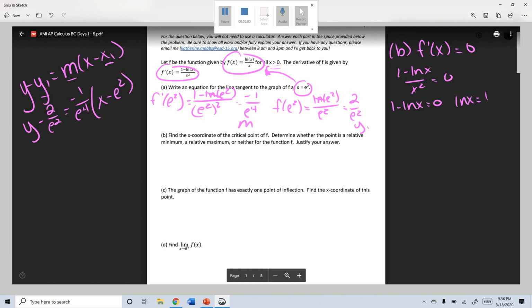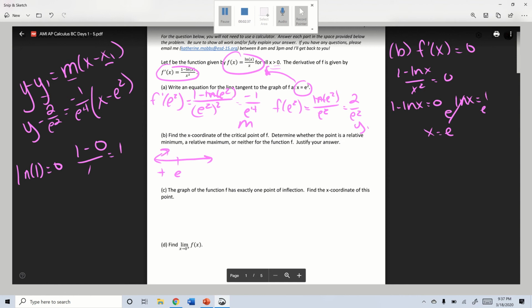So remember over here in part A, ln and e are inverses of each other. So we're going to use e on both sides. ln and e cancel, so we get that x is equal to e. So we know that makes the first derivative equal 0. What we don't know is if it makes it a maximum or a minimum. So we need to check around it and see what happens. So something easy to plug in is 1, because ln of 1 is equal to 0. So if we do 1 minus ln of 1, which is 0, over 1, we get 1, which is positive.